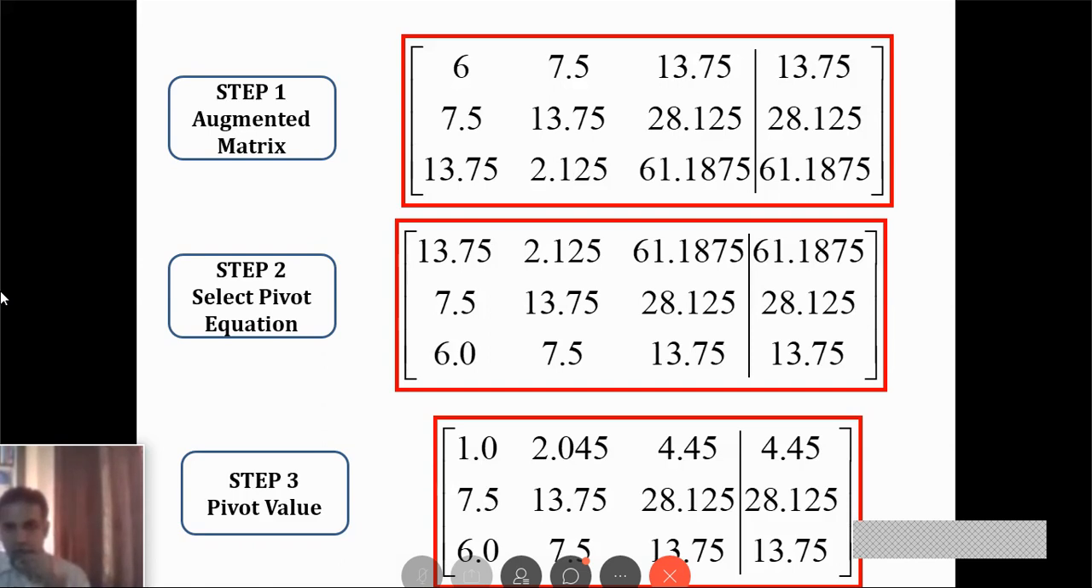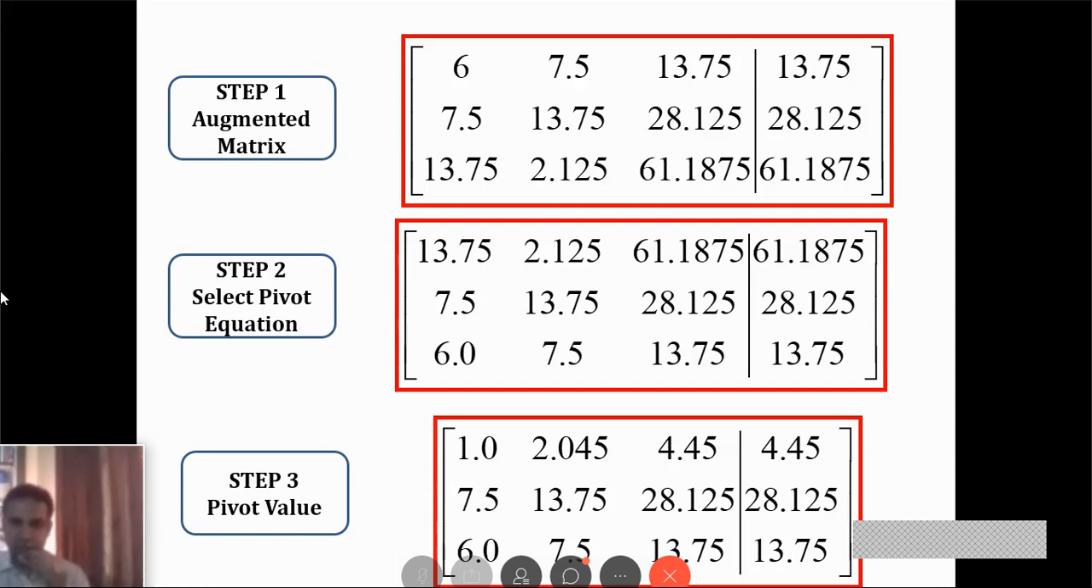It can be made 0 by this term minus 6 into this term. So that is 6 minus 6 into 1, 7.5 minus 6 into 0.045, 13.75 minus 6 into 4.7. Whereas for these terms, which are bigger, this term is eliminated by 7.5 minus 1 into 7.5, 13.75 minus 7.5 into 2.045, 28.125 minus 7.5. The same applies to these columns.